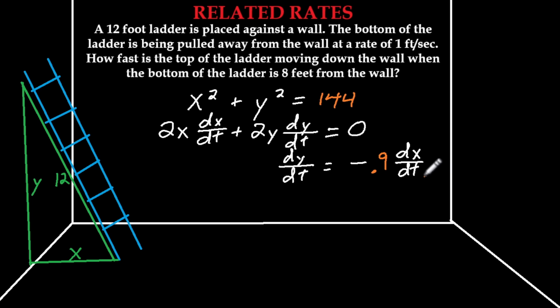At this point, the only thing left is that dx dt is given as the rate at which it's coming away from the wall. So dx dt is just 1. And this tells us that the top of the ladder is moving down the wall at a rate of 0.9 feet per second. Our answer is negative because it's moving down. And that's the final answer.